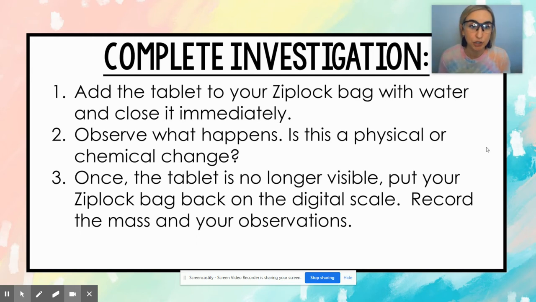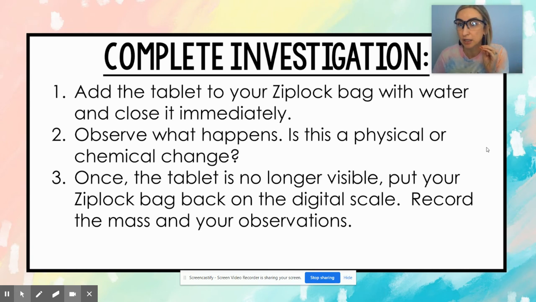But basically what you're going to do, and you're going to have to do this pretty quick, is take your tablet or your chunks of tablet, whatever you have, open up your Ziploc bag, dump it into the water, and seal it and close it immediately, okay? And then watch what happens. Take a good close look at what's going on inside of the bag. Think to yourself, is this a physical change or a chemical change? Do you see any of those 7 signs of a chemical change?